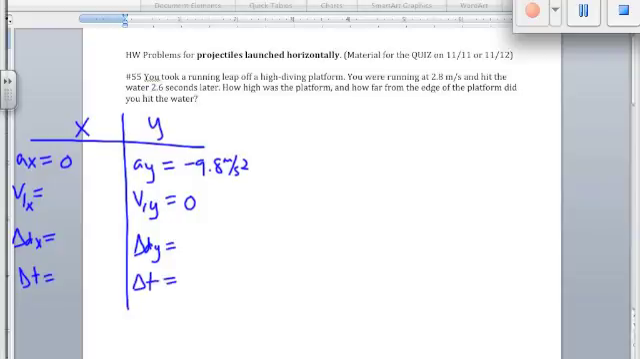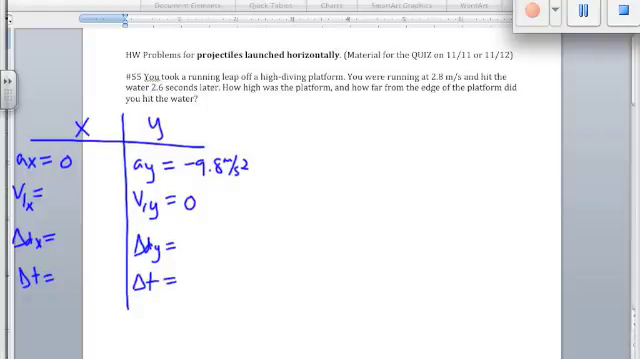So this problem says, this is number 55, you took a running leap off of a high dive platform. You were running at 2.8 meters per second and hit the water 2.6 seconds later. How high was the platform and how far from the edge of the platform did you hit the water?